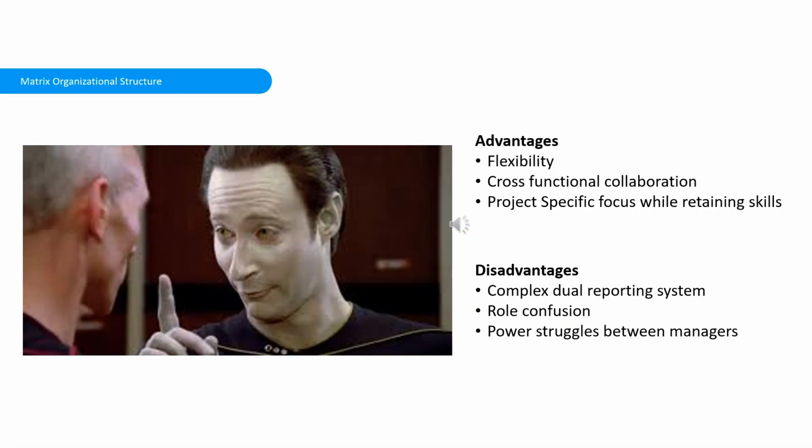Some of the advantages of matrix organizational structures are flexibility, encouragement of cross-functional collaboration, and project-specific focus while retaining and growing new skills. Some of the disadvantages include a complex dual reporting system, role confusion, and power struggles between project managers and functional managers.